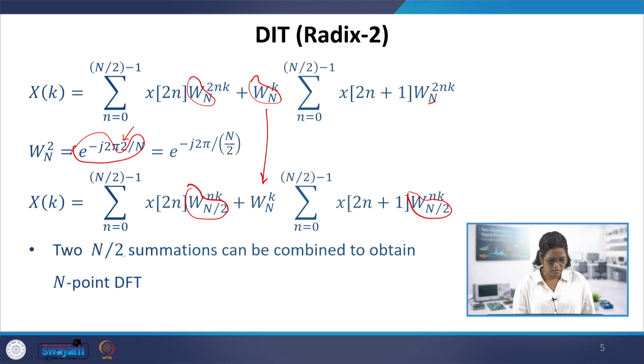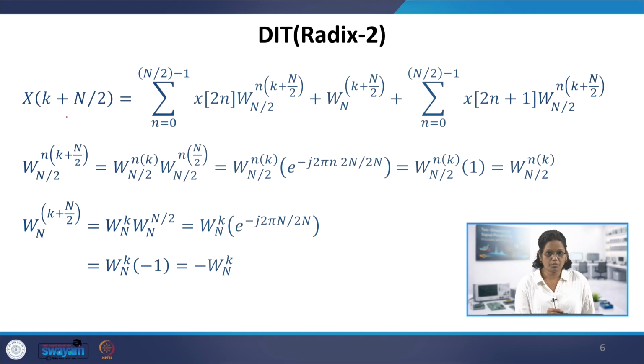Okay, and two N by 2 summations can be combined to make the N point DFT. This is one 4-point and one 4-point DFT. But if we use the periodicity, the redundancy of the DFT, so X of k and X of k plus N by 2, we take it, and then this k is now replaced with the k plus N by 2 terms.